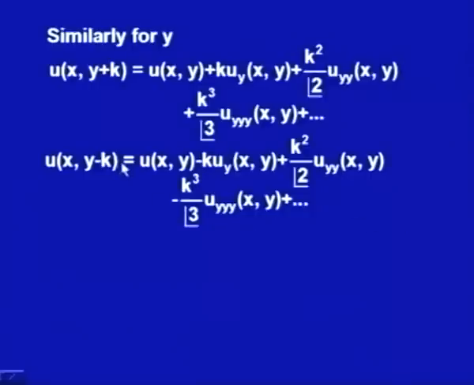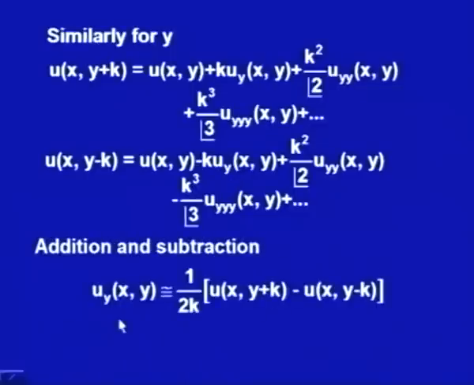Now, again use the similar method. First I subtract u(x, y-k) from u(x, y+k), and that would give me the approximation for the first partial derivative with respect to y, which would be 1 upon 2k times u(x, y+k) minus u(x, y-k). And if I add them and neglect the higher powers of k, that is k to the power 4 and so on, we would get the approximation for the second partial derivative of u with respect to y.